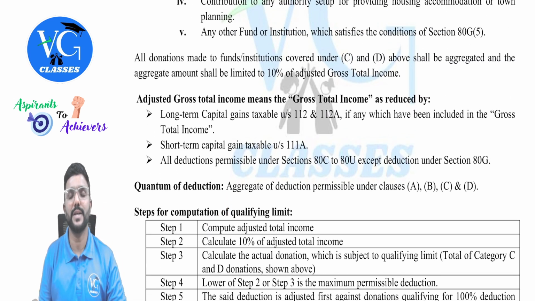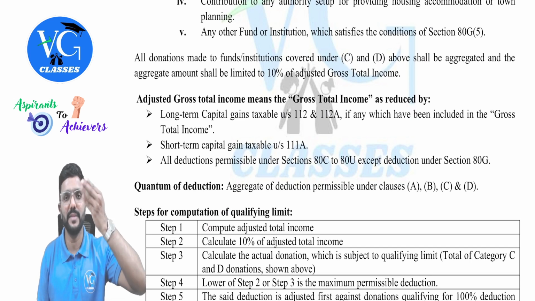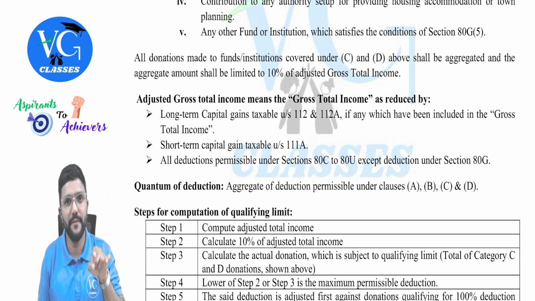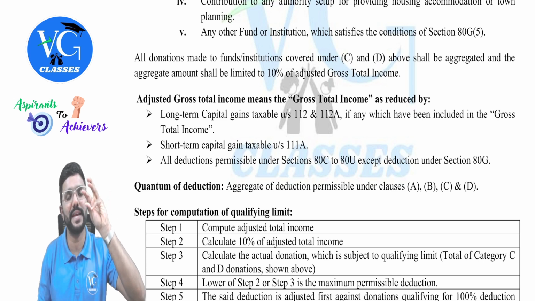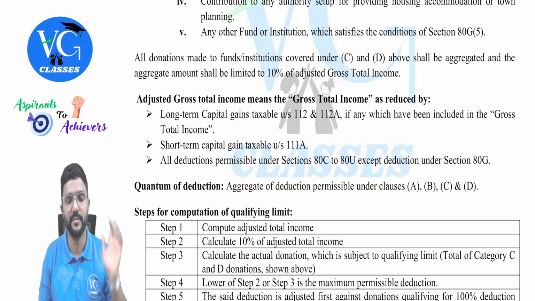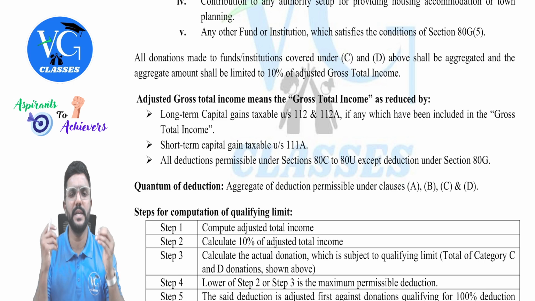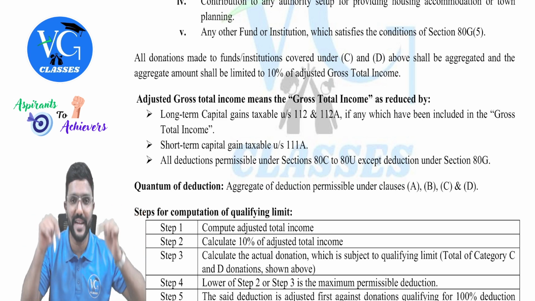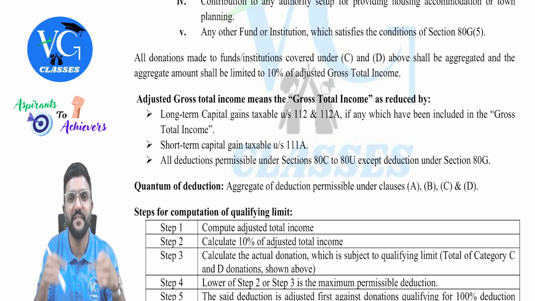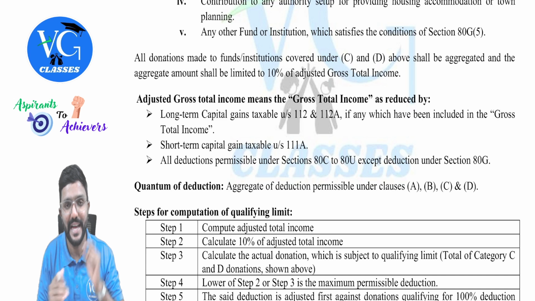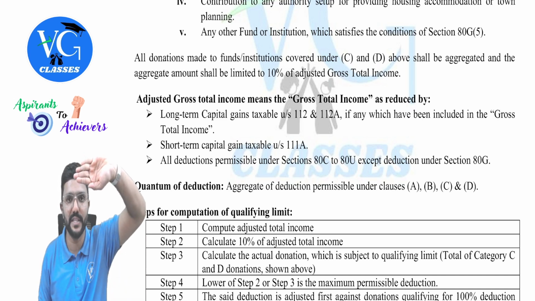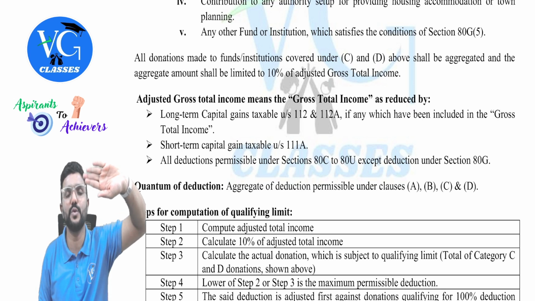Guys, take the gross total income of an assessee and from that remove any capital gain special income, if any. If any means if gross total income includes any capital gain special income, remove them. And reduce all the deductions under chapter 6A from section 80C to 80U, but except 80G, because 80G we are yet to calculate. Got it? I repeat, adjusted total income means take gross total income of an assessee, and if gross total income includes any capital gain special income, remove them.